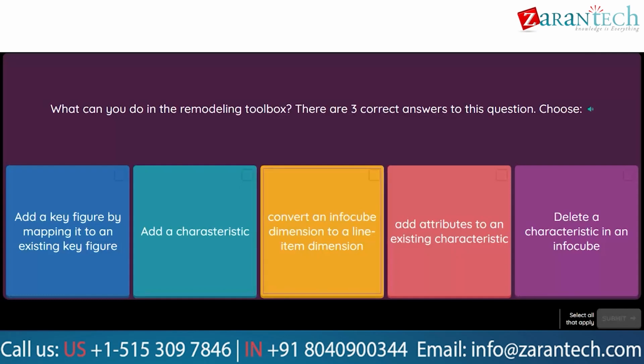Option 3, convert an info cube dimension to a line item dimension. Option 4, add attributes to an existing characteristic. Option 5, delete a characteristic in an info cube.